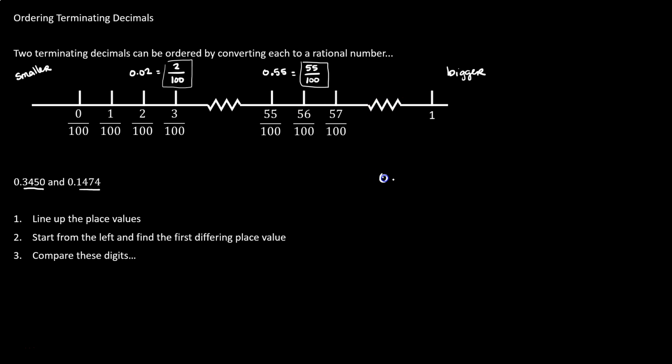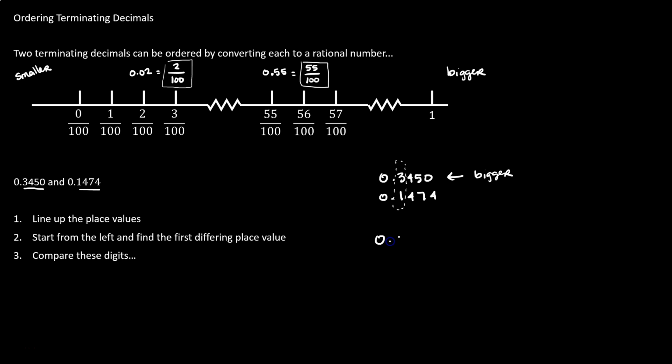So if we're looking at 0.3450 and 0.1474, I can see that the very first differing digit is actually in the tenths place. 3 is bigger than 1, so that is the bigger number.